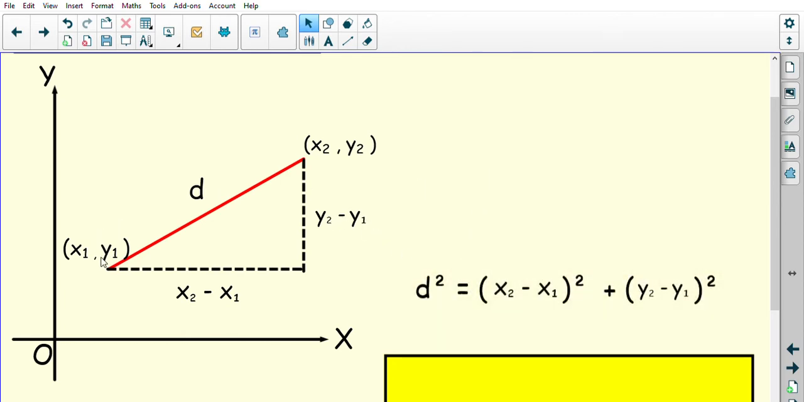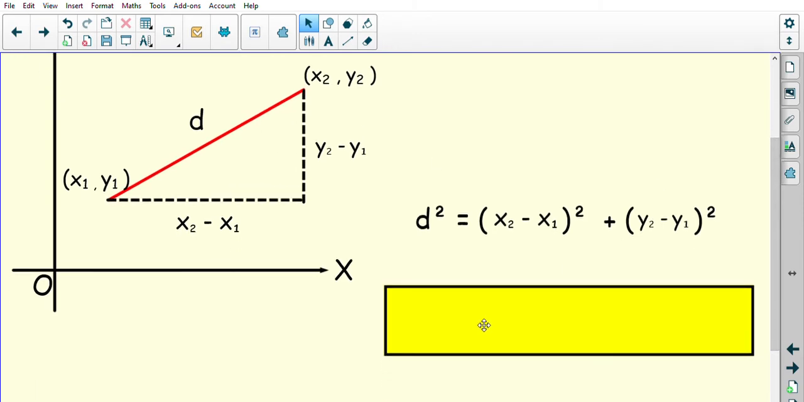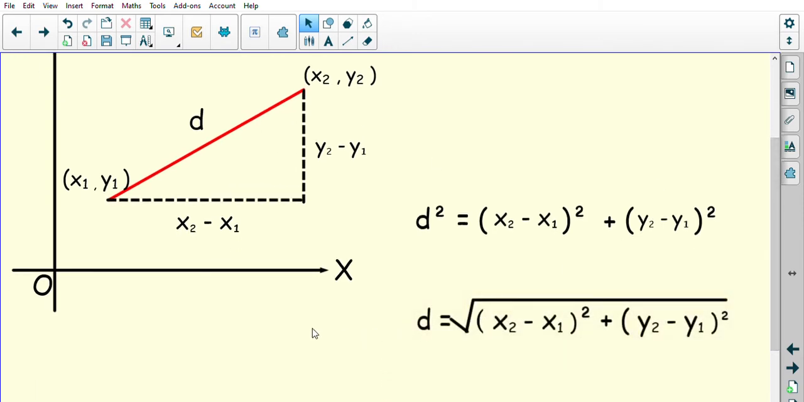So the distance d squared is the length of this squared added onto the length of that squared. To then get our value for d, we get this formula: the square root of x2 minus x1 squared plus y2 minus y1 squared, all square rooted. That is the formula we will use for distance.